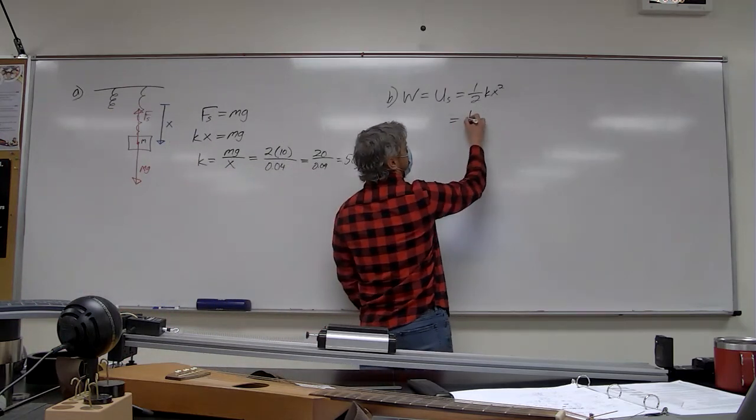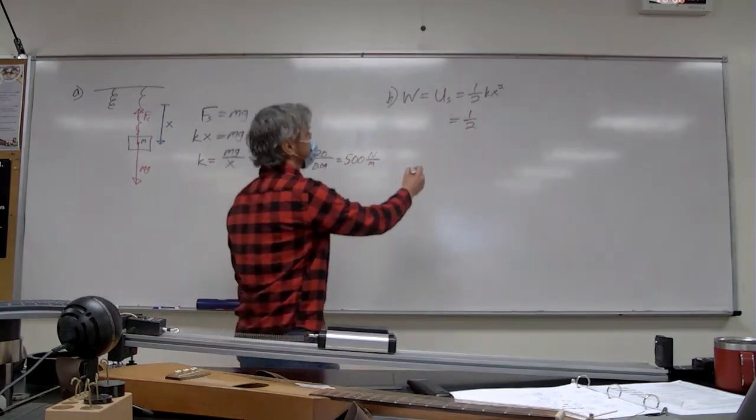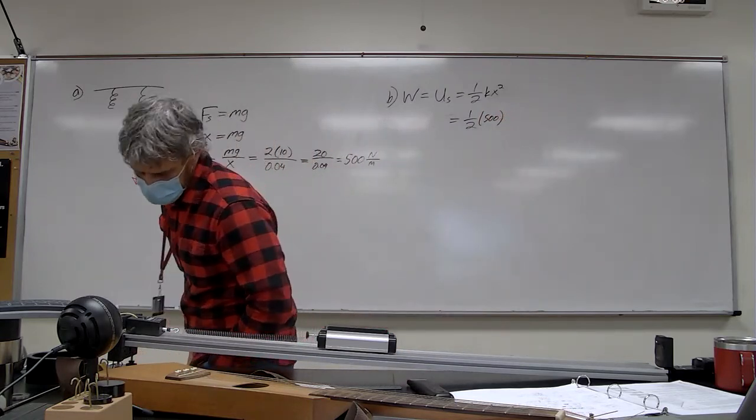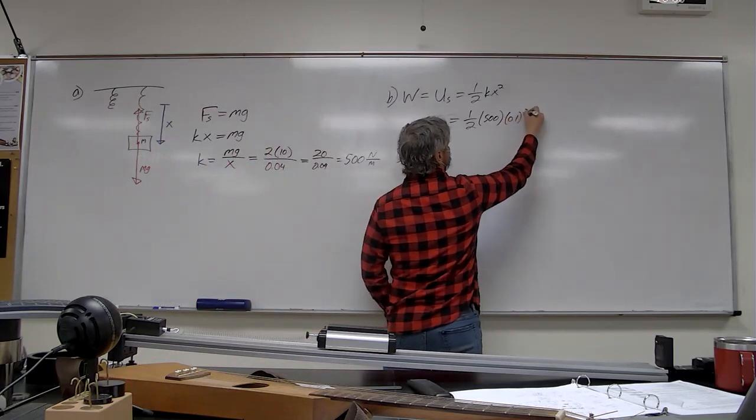Which is equal to 1/2 times the spring constant. What's the spring constant? Oh, we did 500. Times our displacement, which is 0.1 squared.